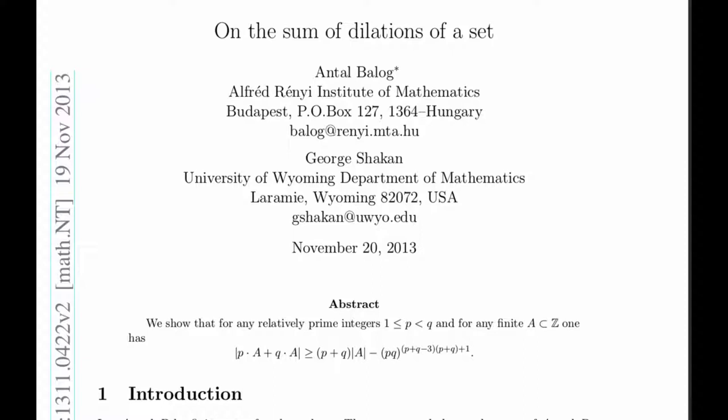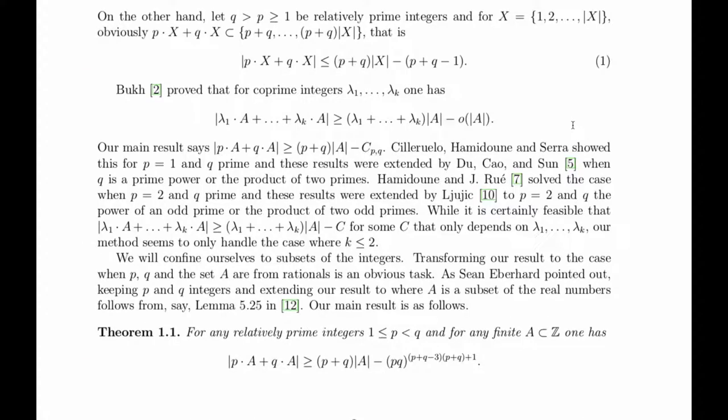We have a pretty short abstract, and if you're seeing the result for the first time, you can just think P is equal to 1. In that case we show that |A + qA| is at least (q + 1) times the size of A, minus a fixed constant only dependent on q. It turns out that this is best possible, up to the additive constant, as it can be seen by taking A to be an arithmetic progression. And equation 1 is telling us that the arithmetic progression shows that our result is nearly optimal.